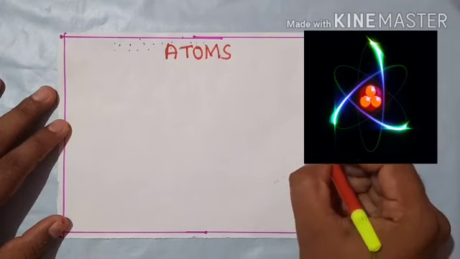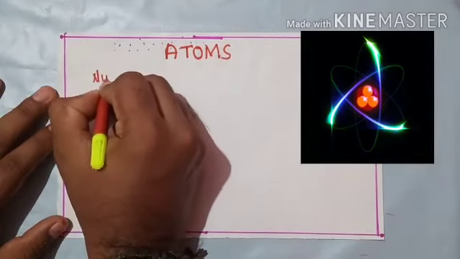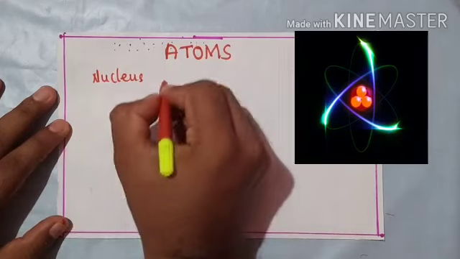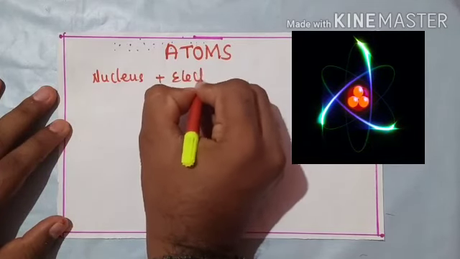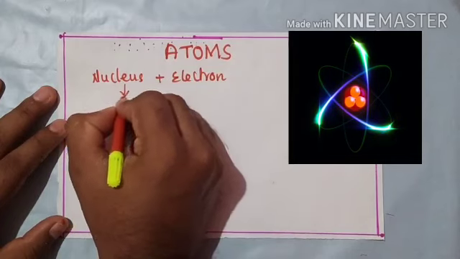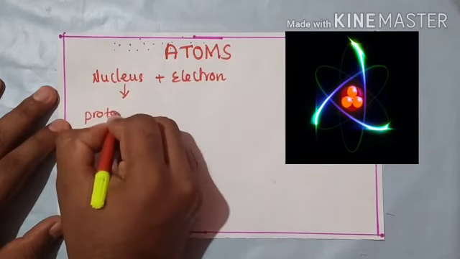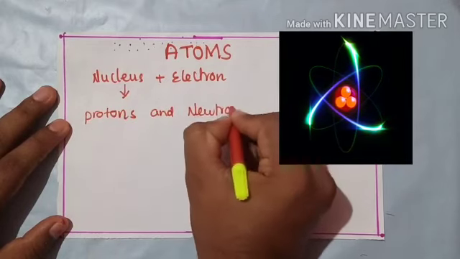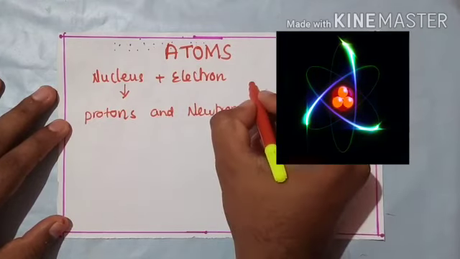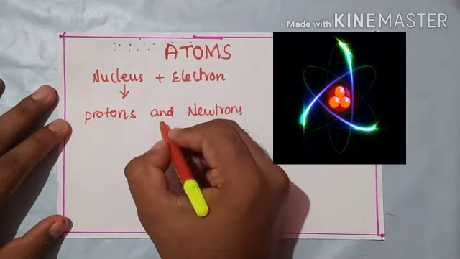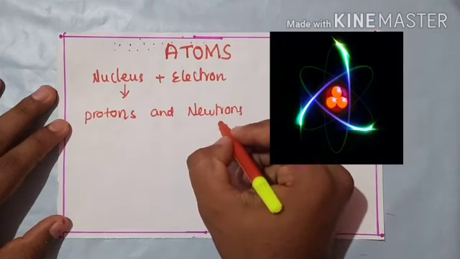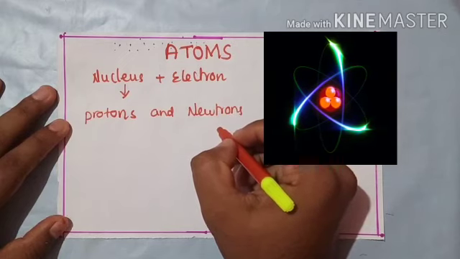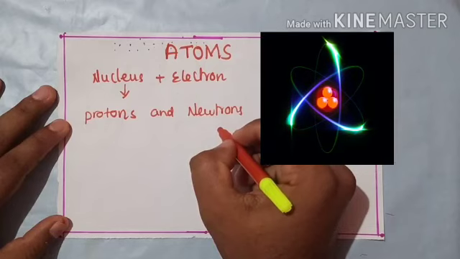So you all know that the atom consists of a central nucleus, and the electrons are revolving around the nucleus. And again you know that this nucleus consists of protons and neutrons. You know that the electrons are negatively charged, protons are positively charged, and the neutrons are neutral. So the atom as a whole is electrically neutral. That is, the charge on the electron is nullified by the charge on the proton.